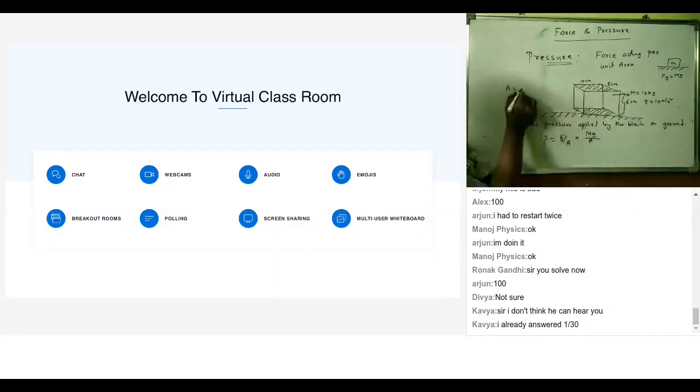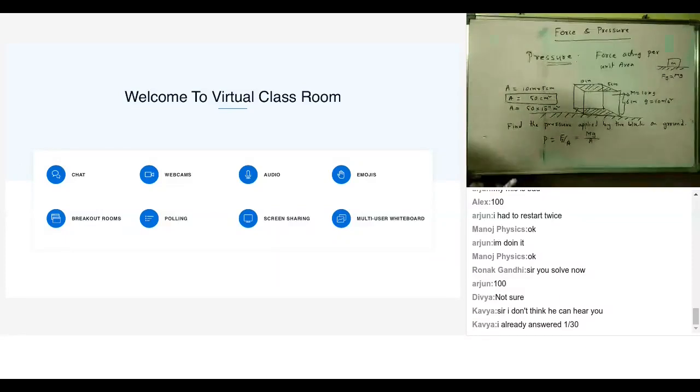It is resting on this part. So the area is 10 centimeters into 5 centimeters, that is 50 centimeters square. Area is 50 centimeters square, right? Now, if I want to convert this into meters square, how much will that be equal to? 50 into 10 power minus 4 meters square. Because we have seen in the last question that 1 centimeter square is equal to 10 power minus 4 meters square.